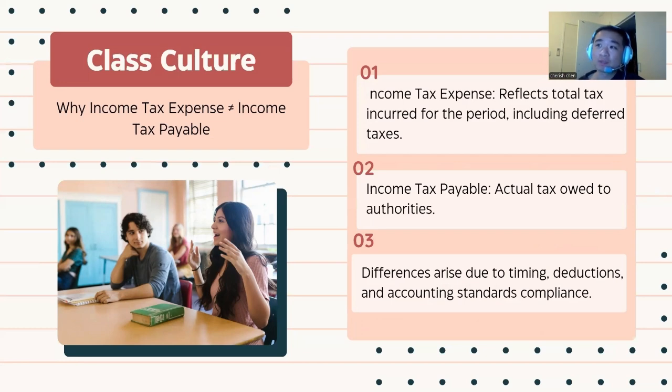Because income tax expense accounts for both current tax and deferred tax, which may not yet be paid. For example, the tax deduction and the carryover of loss can delay the actual payment. To give an example, a company may be recording an expense of $50,000 of tax in the statement, but only pay $40,000 immediately. So the remainder is recorded as a deferred tax liability.